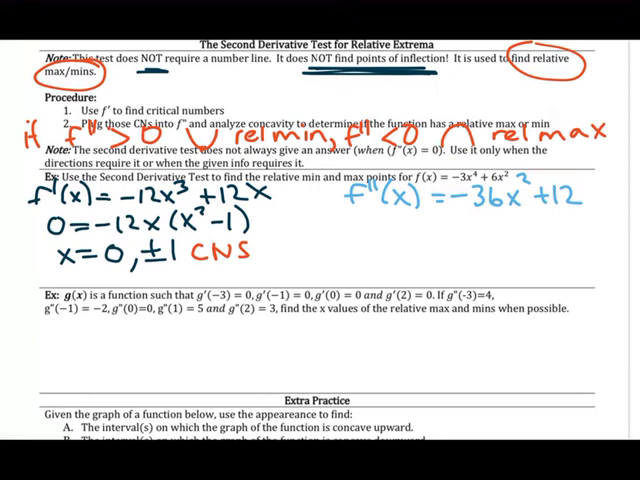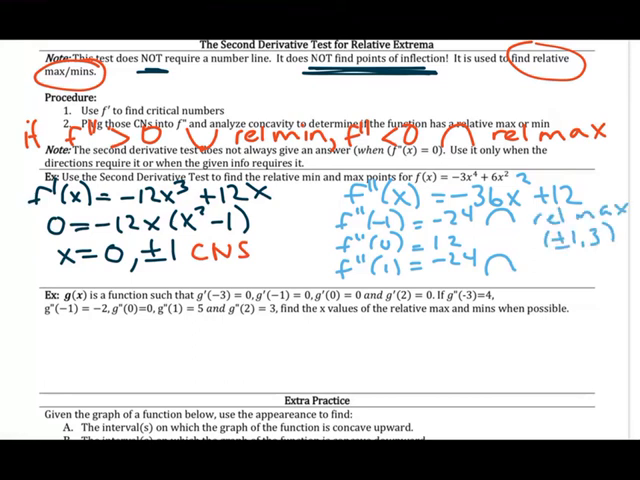Now we are going to plug those critical numbers into our second derivative to determine the sign, therefore the concavity, which will tell us if we have relative maxes or mins. So when we plug negative 1 in and positive 1 and we get negative 24, that means that this is concave down, which means we have a relative max when x is plus or minus 1. And if we plug 1 or negative 1 into our original f of x, we get 3. We have a relative min, since at 0, the function is concave up.